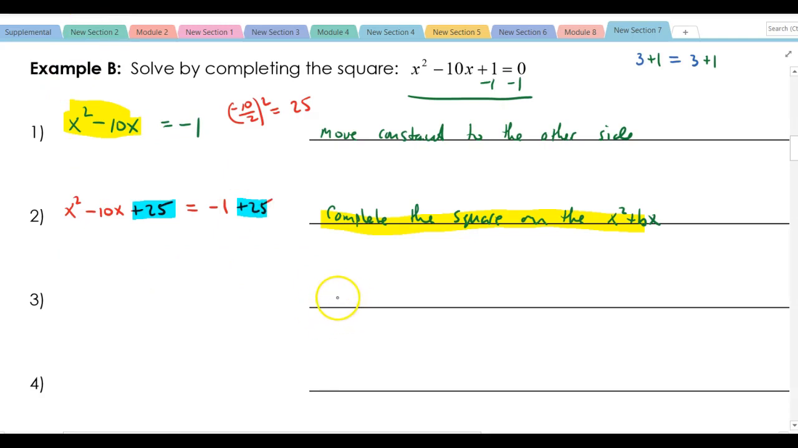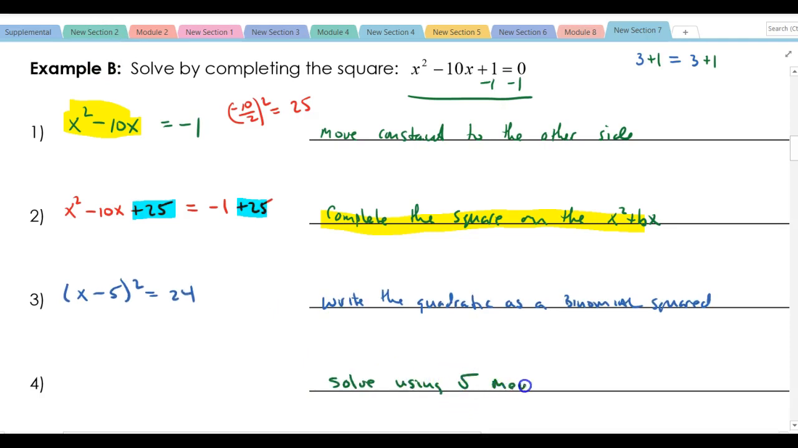So now I'm going to basically write the quadratic as a binomial squared. For instance, one that multiplies to give me 25 and adds up to negative 10. x minus 5 all squared equals 24. Now I just solve the equation. Solve using square root method.